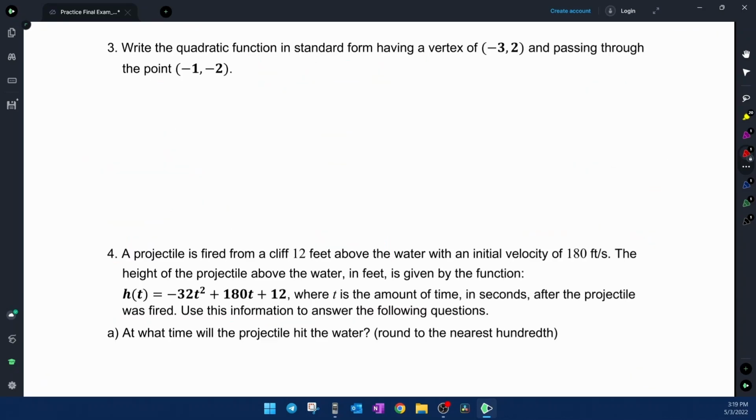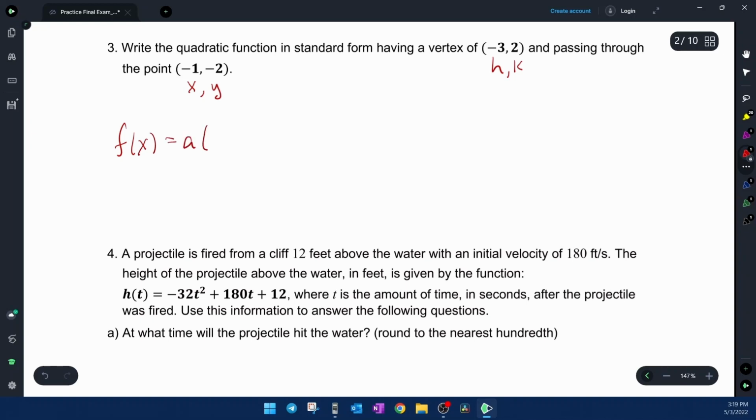Next, number 3, write the quadratic function in standard form having a vertex of negative 3, 2. Just real quick, remember that is h and k. Passing through negative 1, negative 2, that is going to be a generic x and y. So since they gave me the vertex, I'm going to start with vertex form. And if you've forgotten what that looks like, that is f of x equals a times x minus h squared plus k. And then I'm going to plug and play.